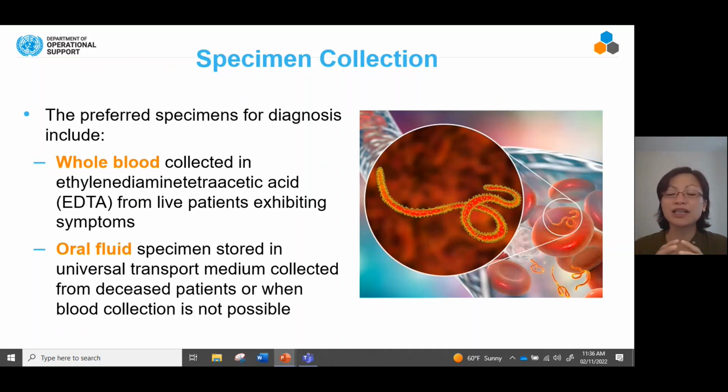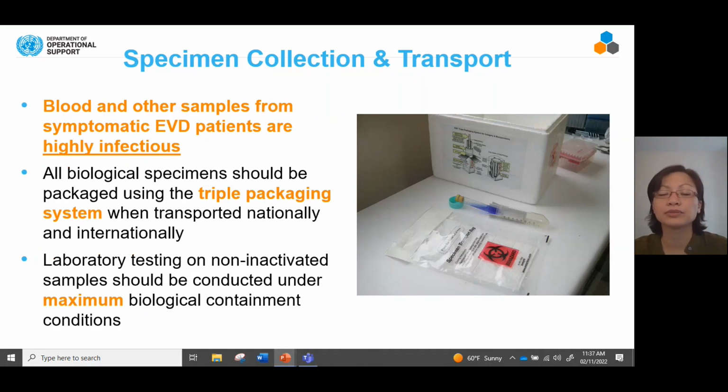In terms of specimen collection, it's best to take the whole blood from the live patient. If not, you can also take an oral fluid specimen if blood is not possible. But please note that all of these blood and body fluid samples are highly, highly infectious. If you want to collect and then transport it, you must use the triple packaging system. As well, in the lab, it must be done under safe conditions and maximum biocontainment conditions.